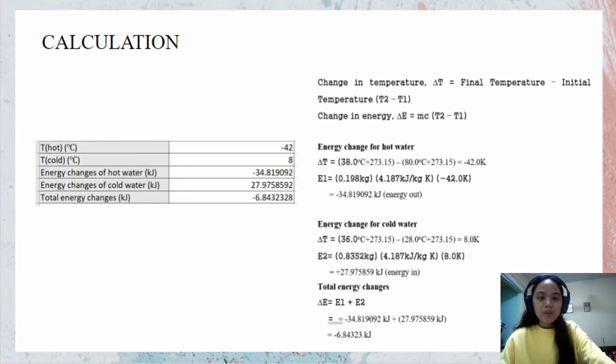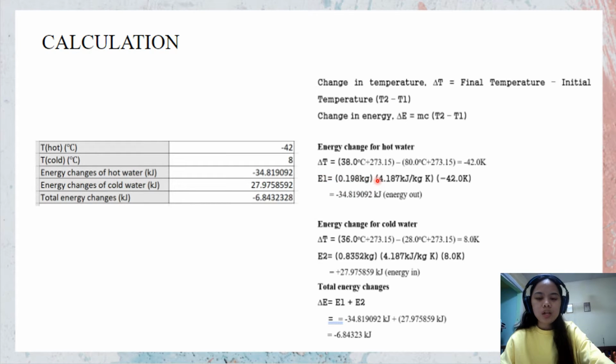Lastly, for my part, I'm going to talk about the calculation of this experiment. So these are the equations to find the change in temperature, which is the final temperature minus initial temperature. As for change in energy, it equals mass times heat capacity of water times the change in temperature. So this is the way to calculate the energy change for hot water.